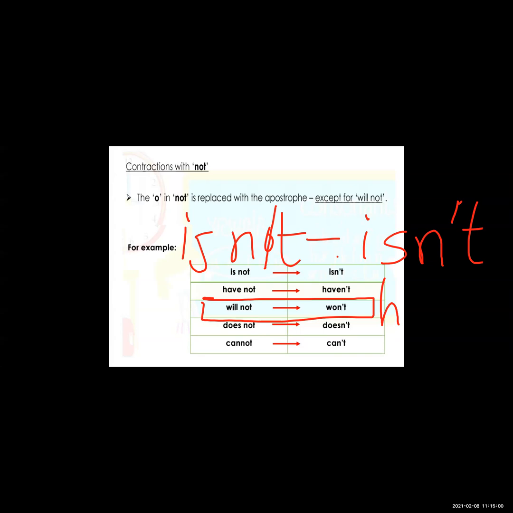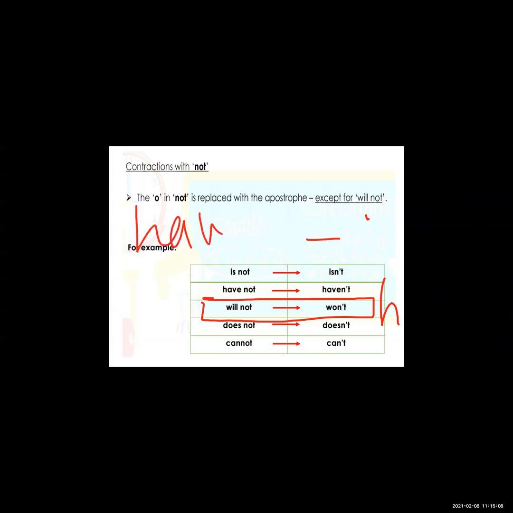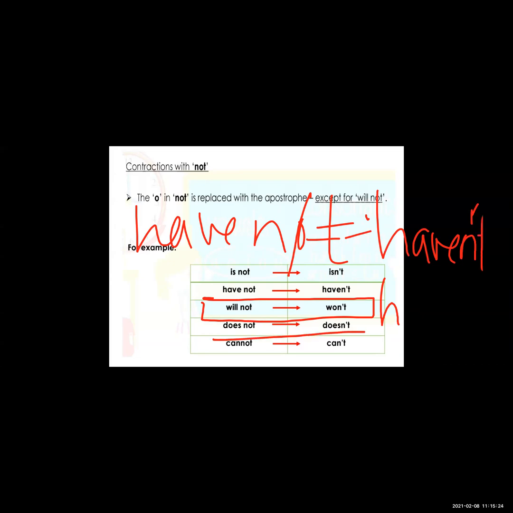Now the next one is have not. See here, have not. How will we write it? What will we replace? That O we will replace, and how will we write it? Have, then n, then apostrophe, and then t. Haven't. Okay, now see doesn't.